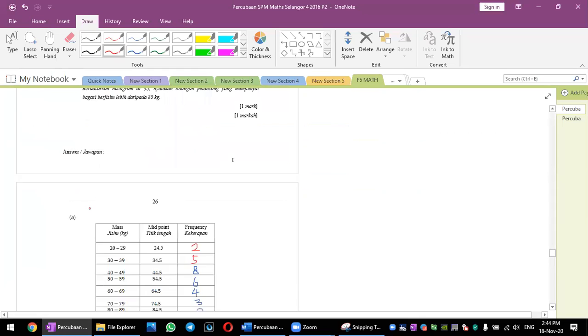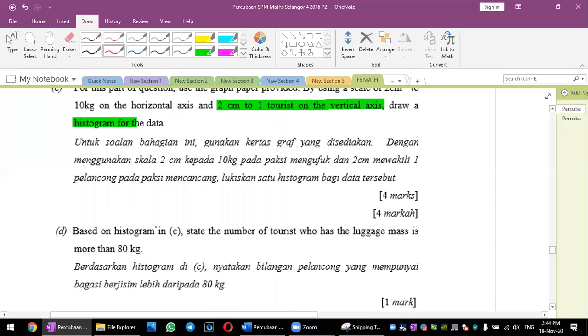Okay, next one, let's see the question. D pula. Based on the histogram, can you state the number of tourists who has a luggage mass more than 80 kg? Cari bilangan pelancong yang mempunyai bagasi berjisim lebih daripada 80 kg. Okay, although they say based on the histogram, right? You just read directly from your table also can.